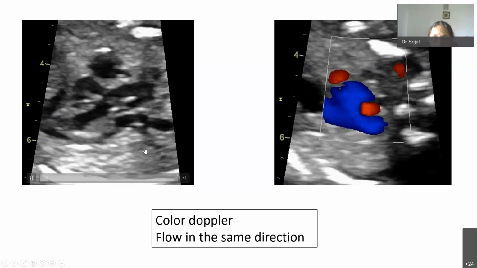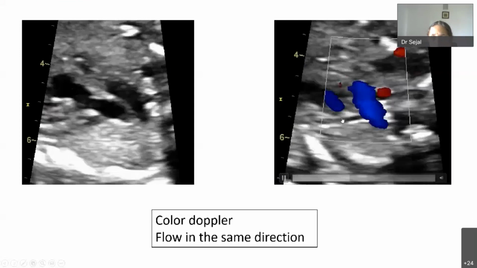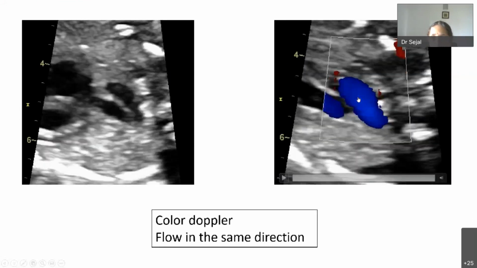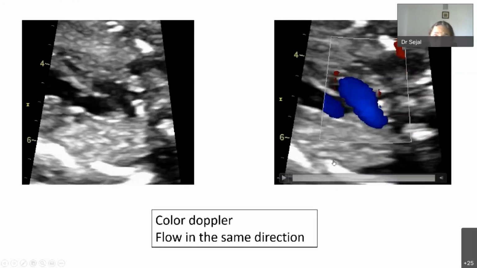The color flow Doppler has to be in the same direction for the aorta and the pulmonary artery. So this is important. If it is not in the same direction, I have to worry about the semilunar valves, go back to the outflow tracts.